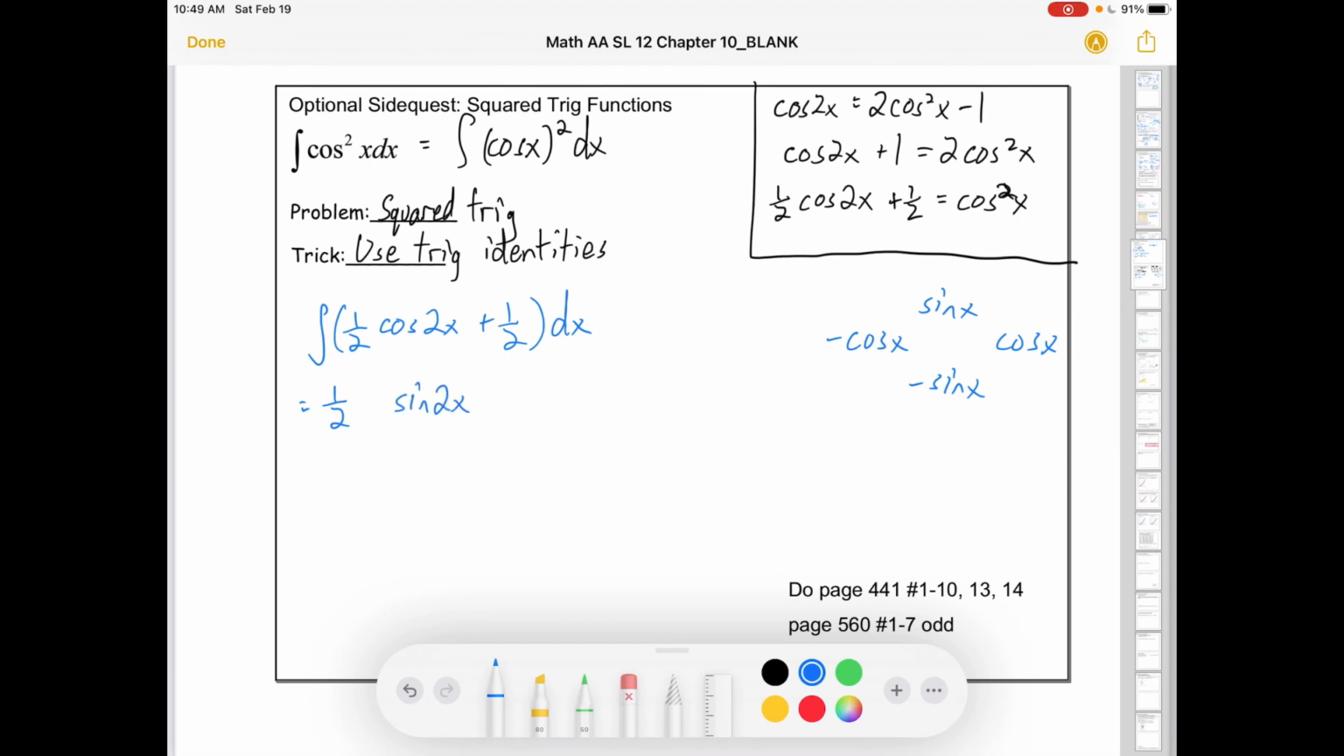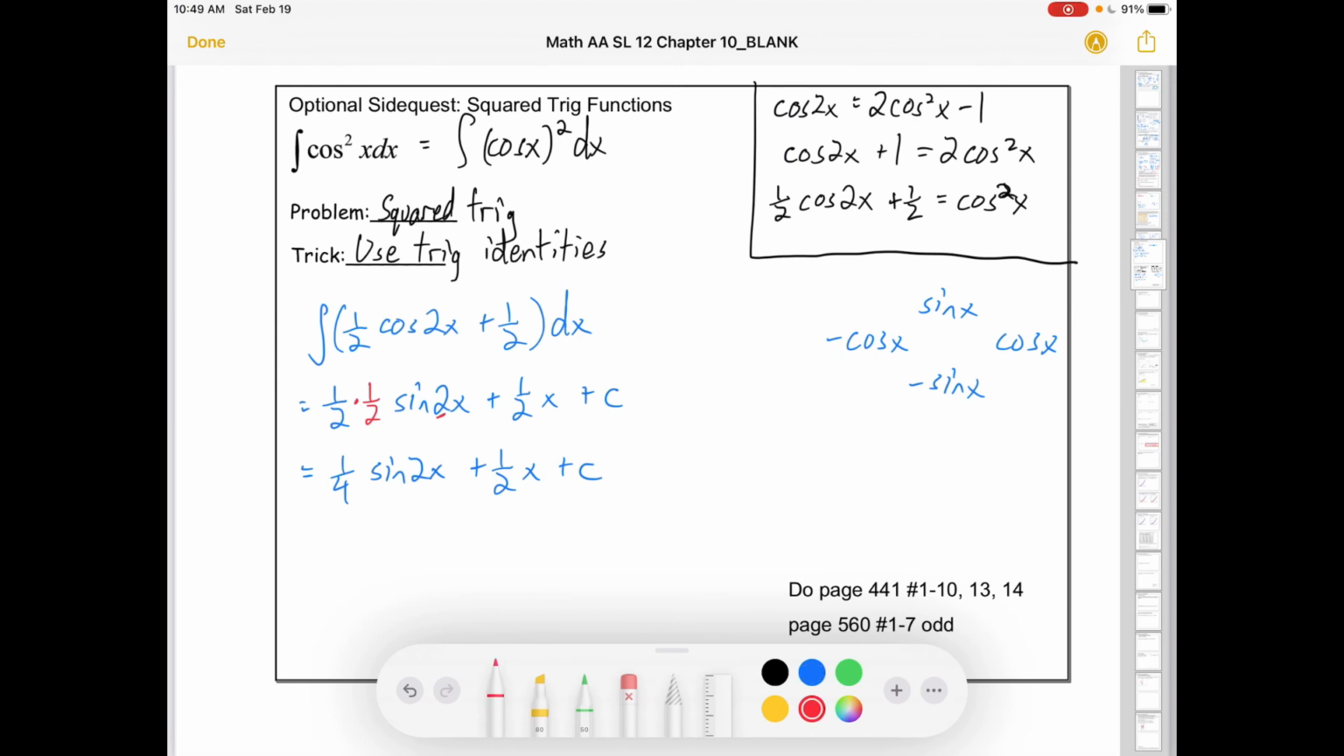If you're paying real close attention here, that 2x is going to cause us to have another half here. Or you could botch it and then just fix it later. 1/2 is a constant, so it becomes 1/2 x, and then plus c. In other words, we'd get 1/4 sine 2x plus a half x plus c.